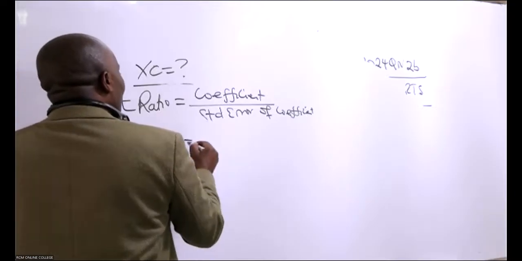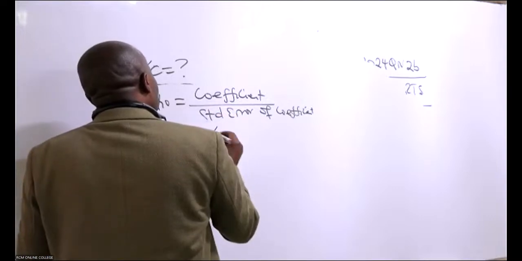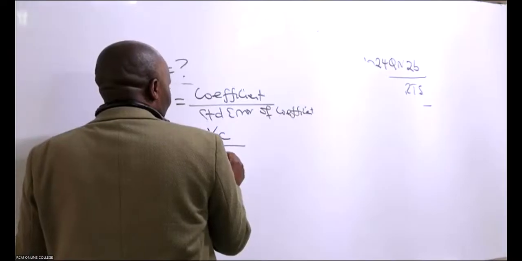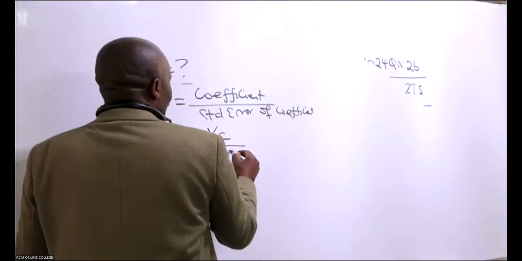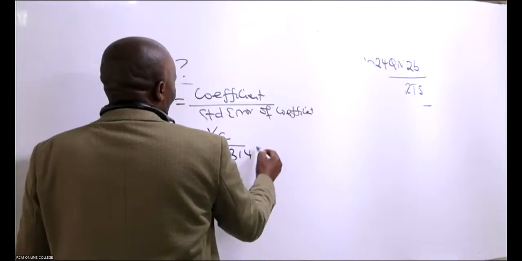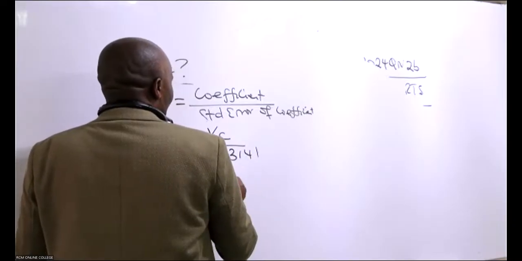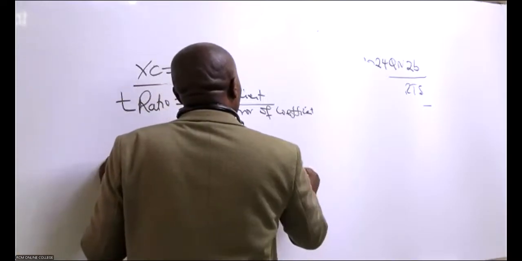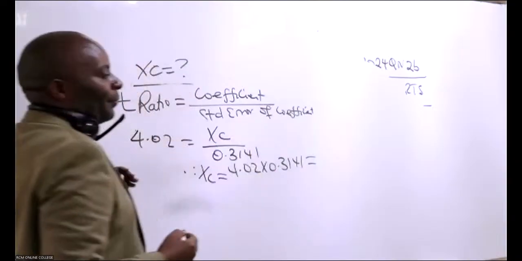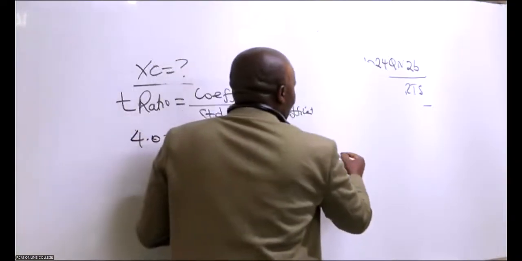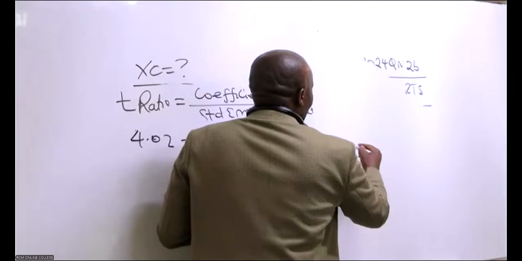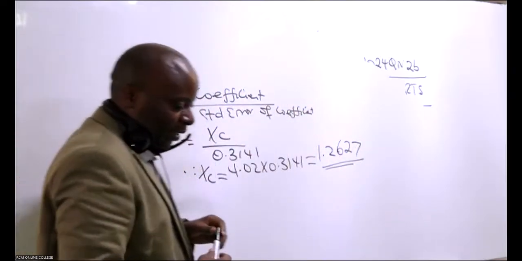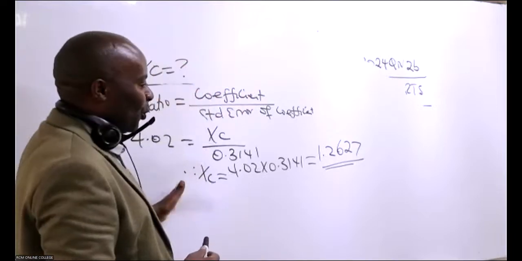4.02. Do you know the coefficient there? It is X, isn't it? But fortunately, we know the standard error of the coefficient, which is 0.3141. And therefore, make X the subject of the formula. It will be 4.02 times 0.3141, which is 1.2627. Thank you so much. So already we have up to XC.